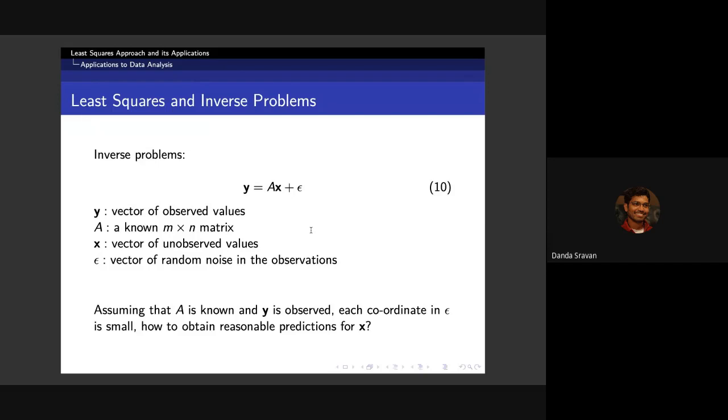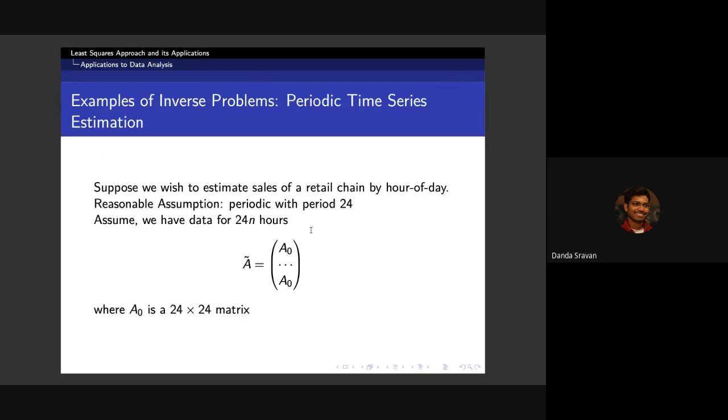So let's look at a couple of problems. First, suppose I want to estimate the sales in a retail chain by hour of day, which means the hourly sales is what I wish to estimate, and I have the data of the previous days. Say I have data of the previous year completely, then I have 24 into 365 data points. So I wish to assume how the sales would be for the next days by the hour of day.